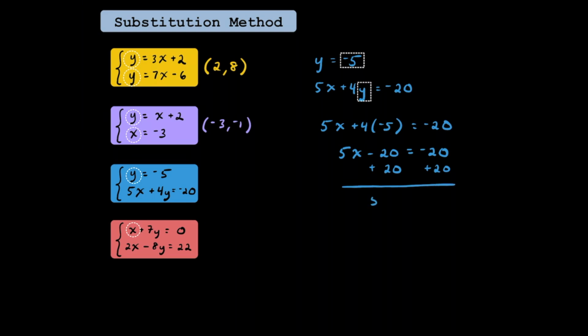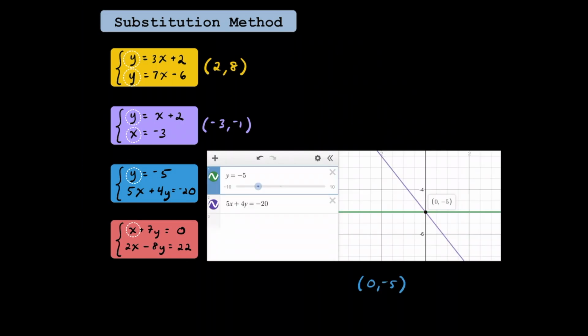And doing so, we're going to get 5x is equal to 0, since negative 20 plus 20 is 0. Finally, we're going to divide both sides by 5, and we're going to get that x is equal to 0. While we had to find out x equals 0, we already knew that y equals negative 5. The solution here is going to be (0, -5). Here we can see that the graph does confirm our solution.